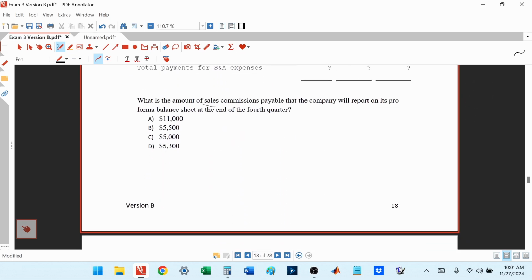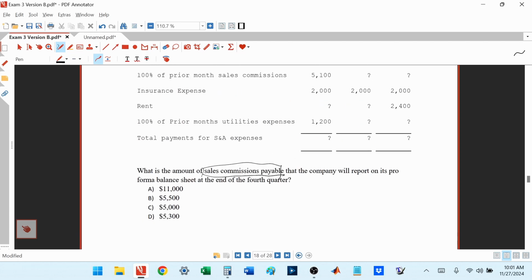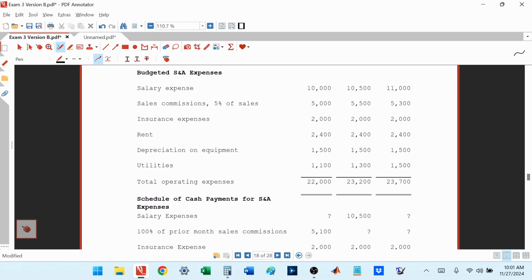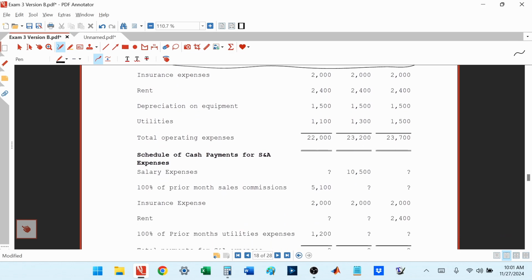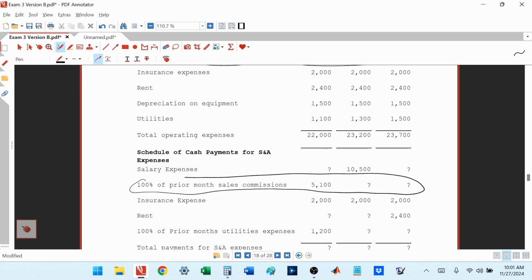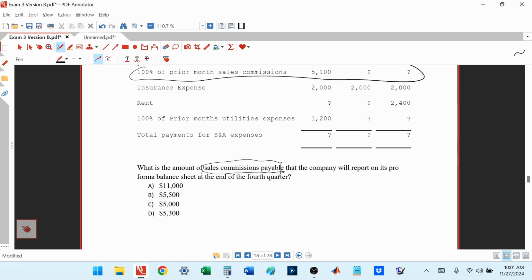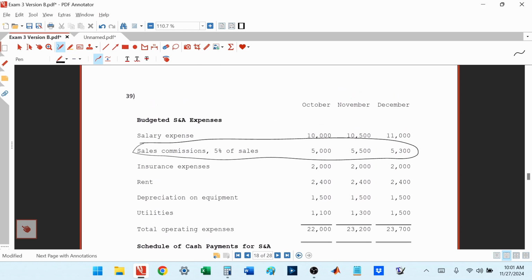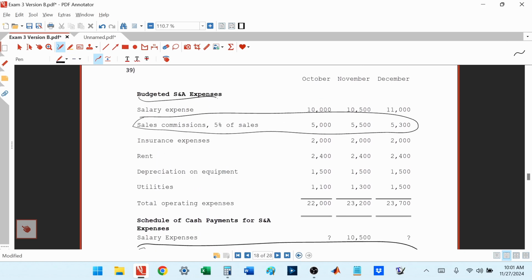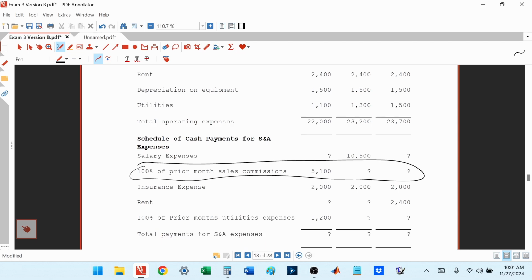What is the amount of sales commissions payable that the company will report on its budgeted balance sheet at the end of the fourth quarter? How much do they estimate they'll still owe their sales commissions people for their sales commissions? So the only thing that's relevant to answering this question is this line and then this line. So it says 100%. So this is our budgeted selling and administrative expenses up here, and here's our schedule of cash payments for selling and administrative expenses.